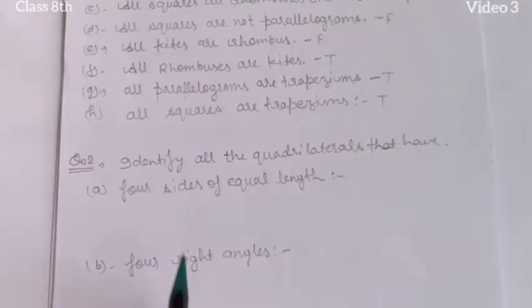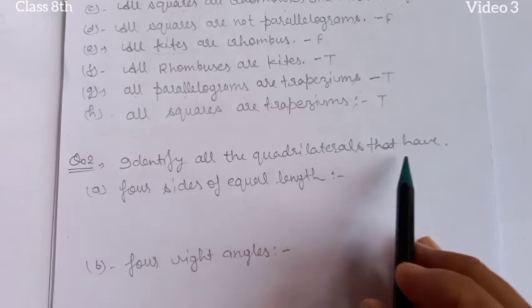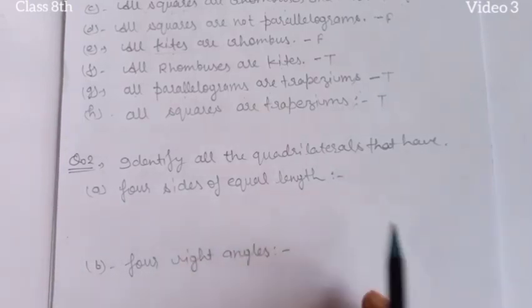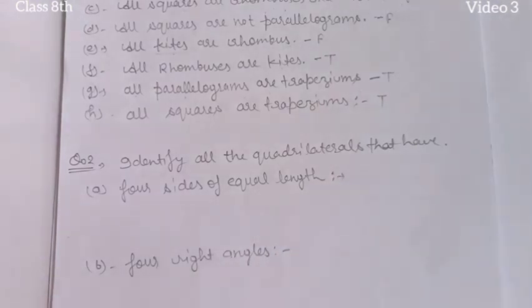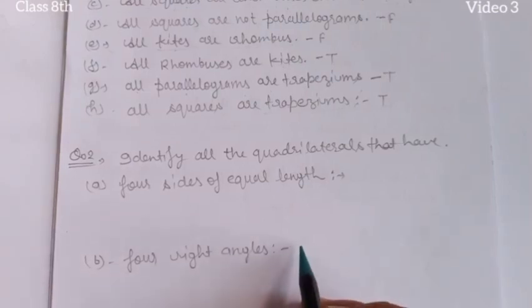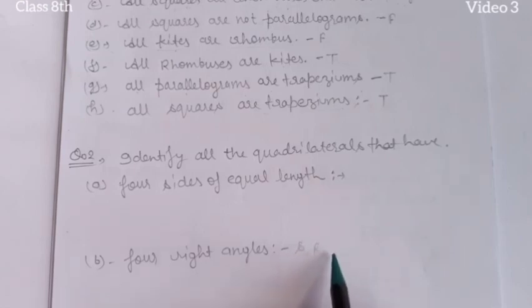Now let's do question number 2. Identify all the quadrilaterals that have four sides of equal length. So you know, students, only the square and rhombus have all sides of equal length. Only two types of quadrilaterals have all sides of equal length. You can do this by yourself. Okay, let's do the second part. For right angles, in a square all vertex angles are right angles. A square and a rectangle are the only two quadrilaterals having four right angles.